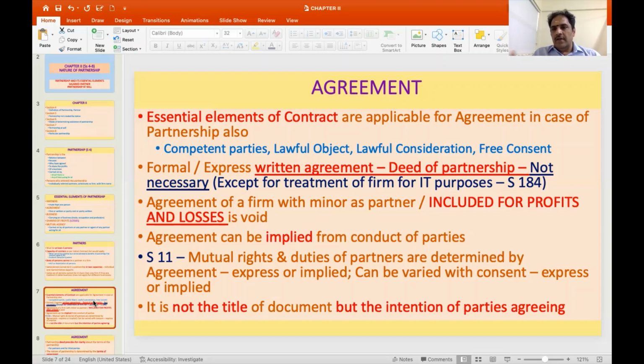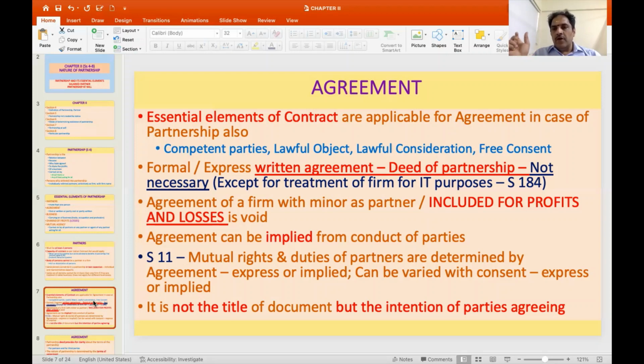Then agreement can be implied from the conduct of the party. So it's not necessary that you should have a formal written agreement. Section 11 makes it very clear that the mutual rights and duties of the partners are determined by agreement. And this agreement could be express or implied, and any change in the terms of agreement can be brought about again by the consent of the partners, and this consent also could be either express or implied.